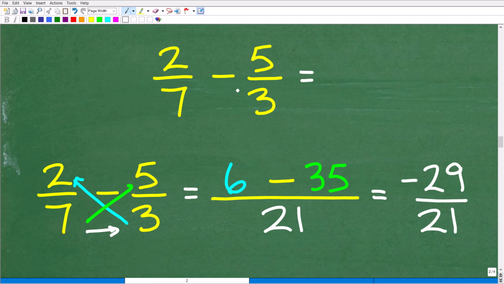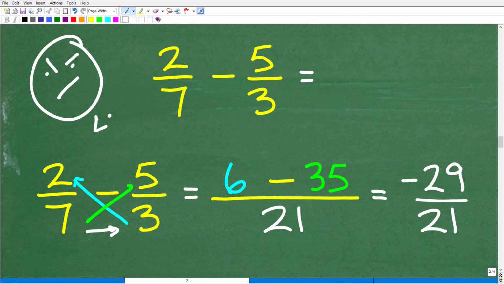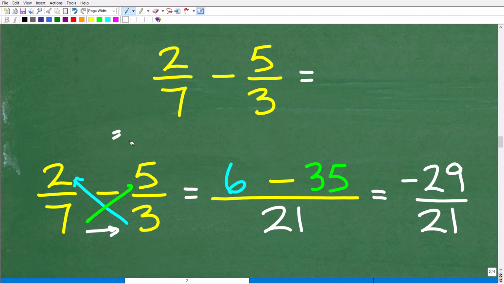Now, if you're looking at this, some of you out there, before this video, might have been like, I got to find the LCD. I know the LCD. I think it's 21. I got to change all this stuff. Again, you could just go right into this bow tie method and be like, okay, this times this.